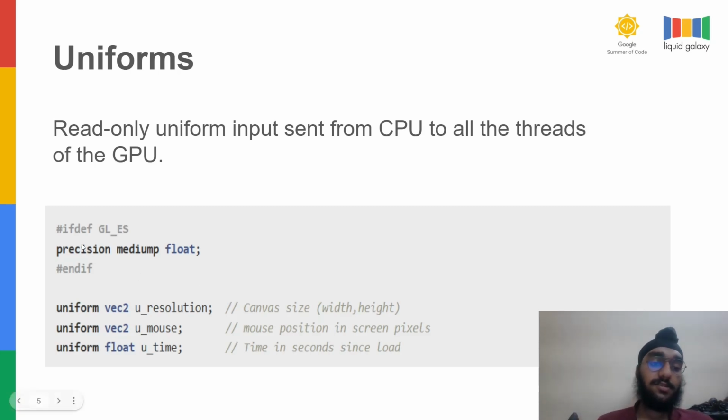And now what about this code on the top? #ifdef GL_ES precision mediump float. It basically first checks if GL_ES is defined, and if it is, it sets the level of precision for any floating point variable to medium here. And the lower the precision, the faster your shader will load, but also the worse the quality of the shader will be.